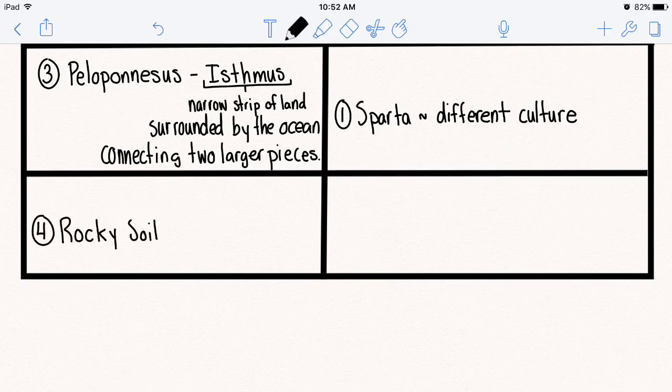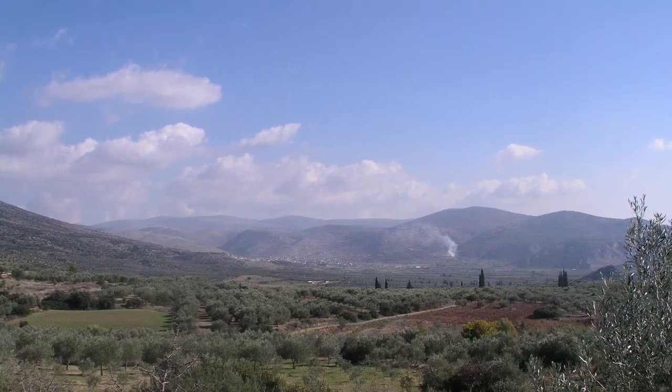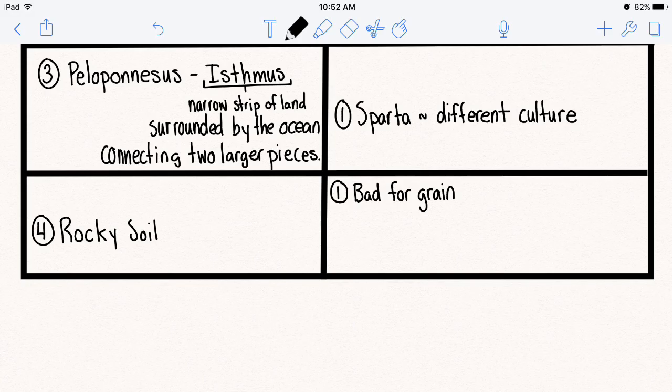is Greece's rocky soil, which nobody likes either. Rocky soil is bad for grain. And we like grain here in world history. It's kind of the foundation of this class. But you still gotta eat even if you can't grow your own grain, so Greece had to import it. We'll look at where they imported it from in just a moment.